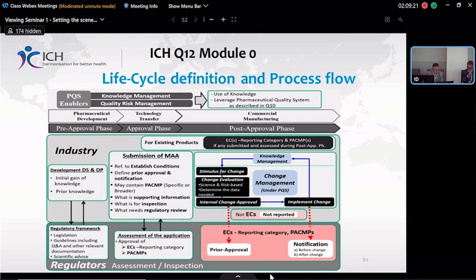What a company can do, though, is register a change management protocol via a type 2 variation and then implement that site transfer via a type 1B.